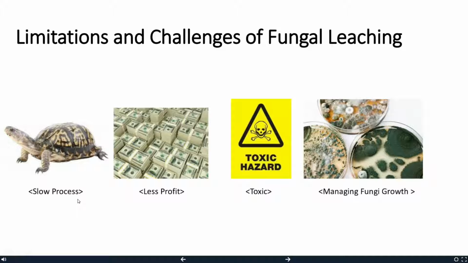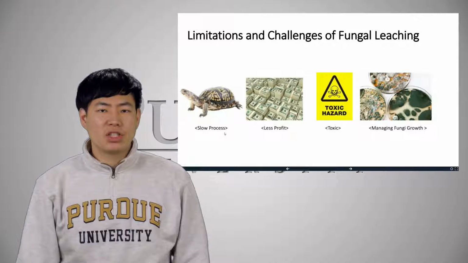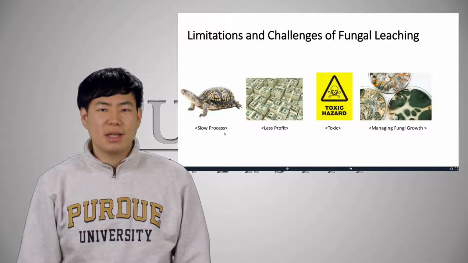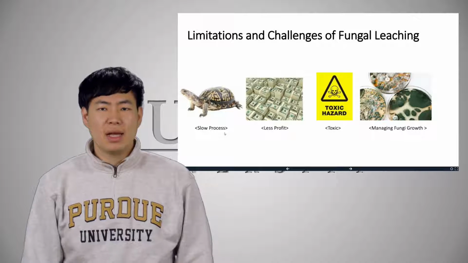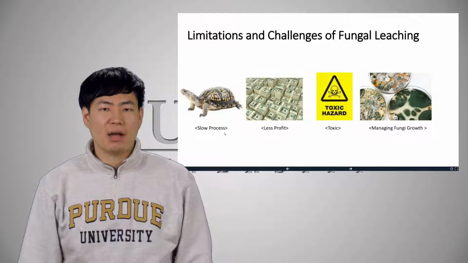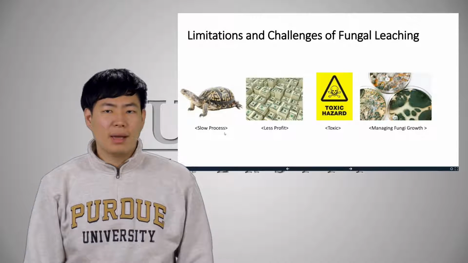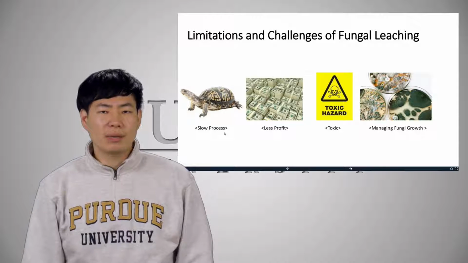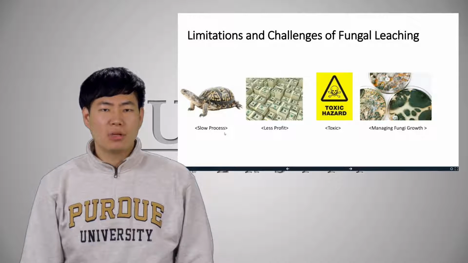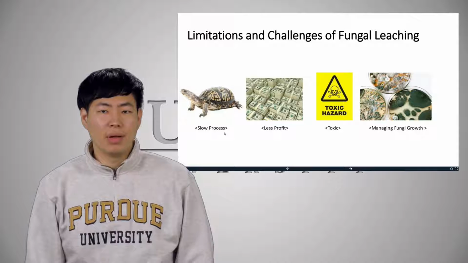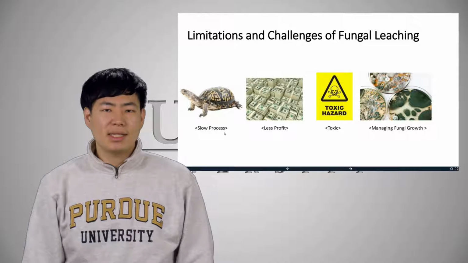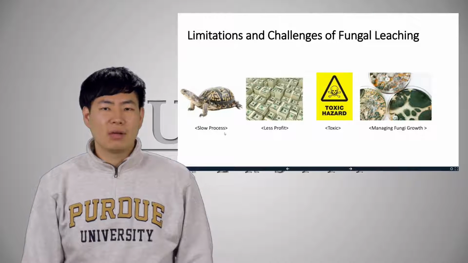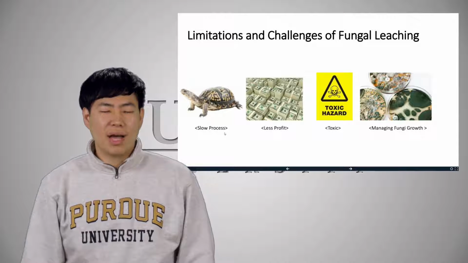So fungal leaching also has limitations and challenges since it is a microorganism process. It is a very slow process, which can cause less profit, and byproducts of the metabolism and organic acids from the process can cause environmental problems. Lastly, it is not easy to manage the fungal growth rate since it involves living things.